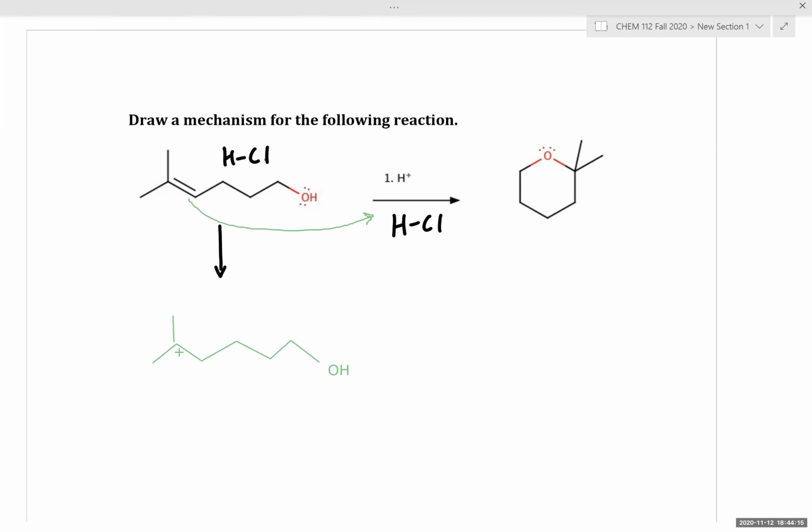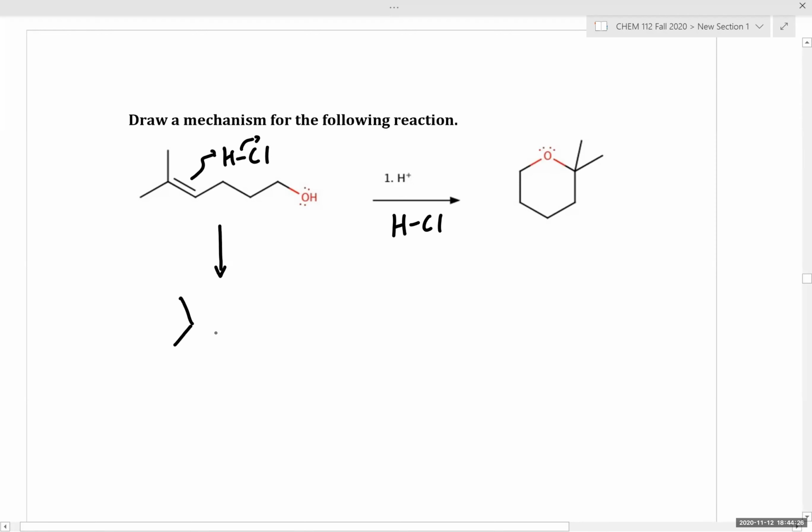Perfect. Okay, so we're making some progress now. Let's summarize that progress. We protonate our alkene, and as the class noted in the chat, we generate our tertiary carbocation. Okay, so now what's the next step?